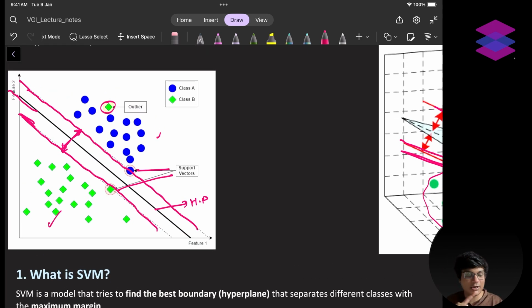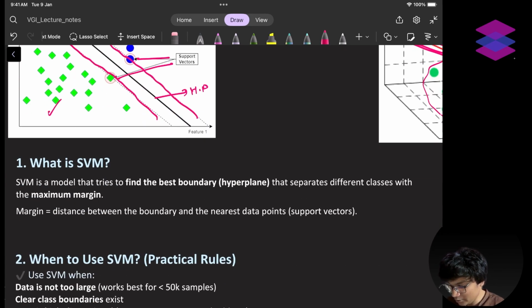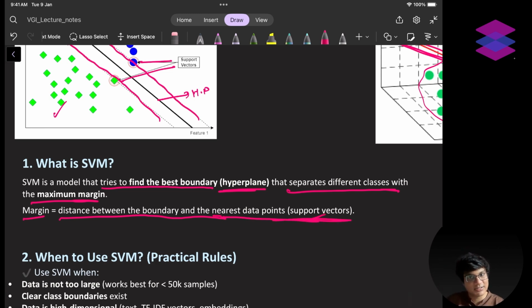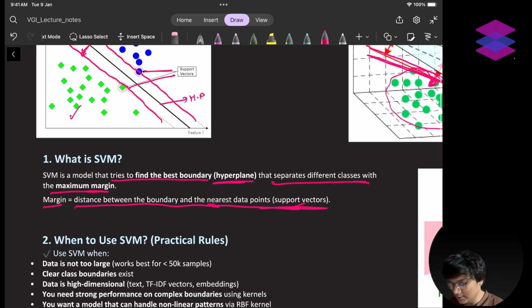So you have understood the key points: what is a support vector, what is the maximum margin, what is a hyperplane, and what are outliers in the classes. Again, what is a support vector machine? It tries to find the best boundary, the hyperplane, that separates the different classes with the maximum margin. The intention is to separate class A and class B or any classes of data with the maximum margin possible. And margin is the distance between the boundary and the nearest data point, which is your support vector. So the distance between two support vectors is your margin.